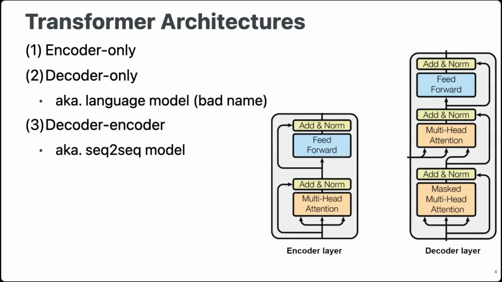For transformer architectures, we know that we have encoder-only and decoder-only. Somebody also calls it a language model, but I think it's a bad naming because they can all be language models. And also we have the encoder-decoder model, which is the traditional sequence-to-sequence model. This is the breakdown of the original transformer architecture, so we have the encoder tower and then we have the decoder tower.